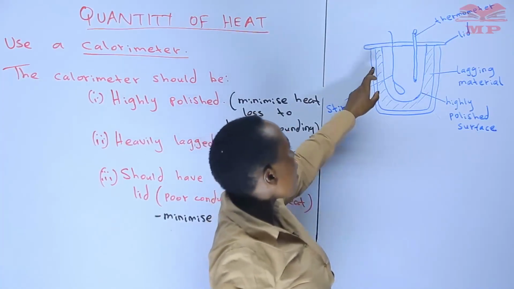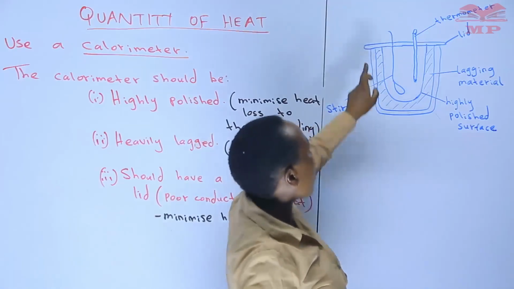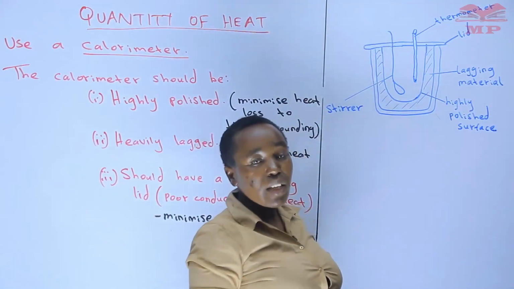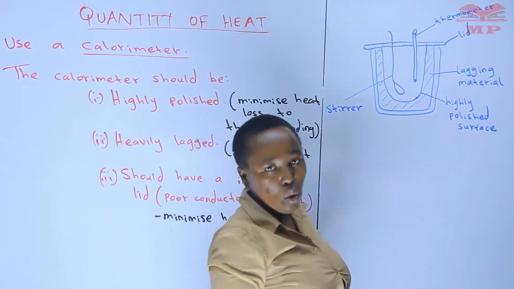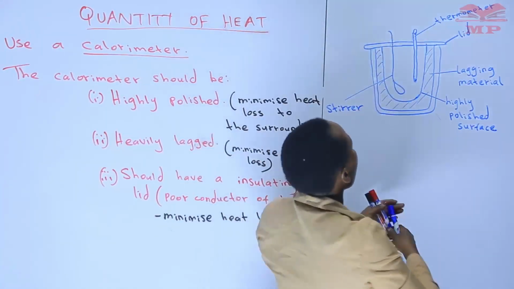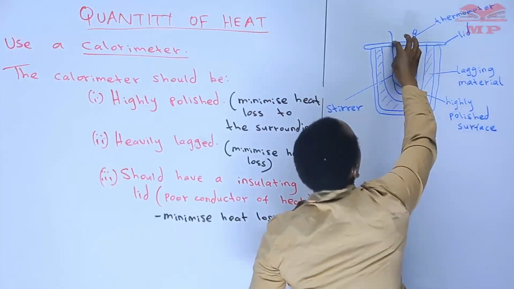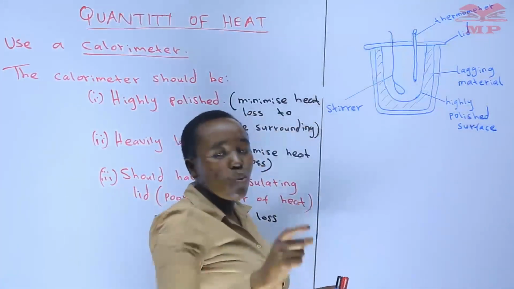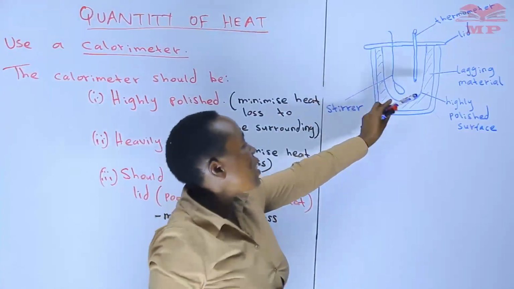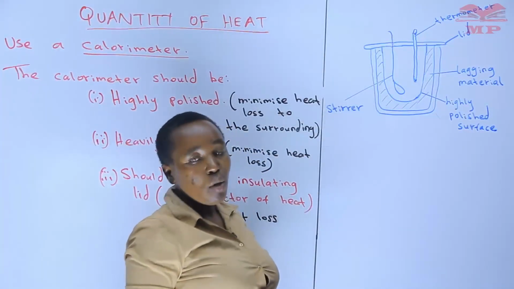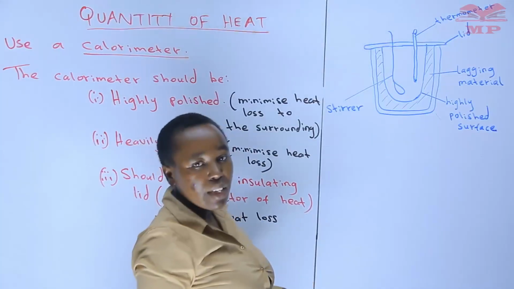Then we have the lint, which is a poor conductor of heat, again to minimize heat loss. In this calorimeter, we have these two openings here, one for the stirrer. A stirrer is just used to stir the content inside the calorimeter, and we have a thermometer for checking the temperature of the content.